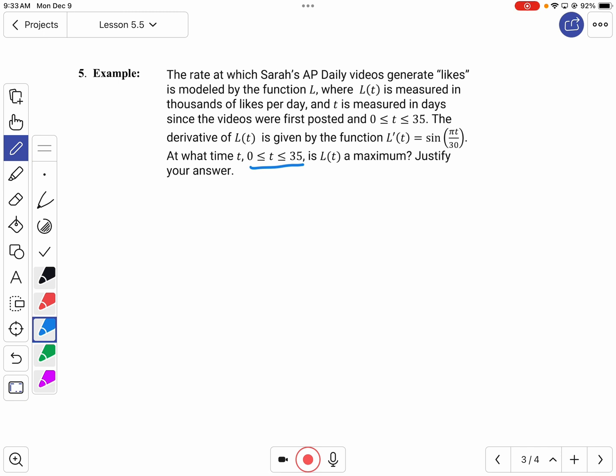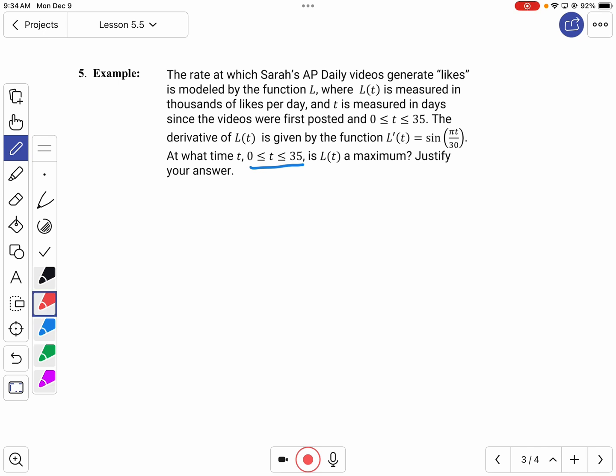Okay, now this one's a little different, because they didn't give me the actual function. They went ahead and gave me the derivative. So can I use the candidates test on this one? Not really. I've got to have the function to be able to use the candidates test. So this is where we're going to go back to our sign chart and talk about what it's doing: increasing, decreasing, all those kinds of things.